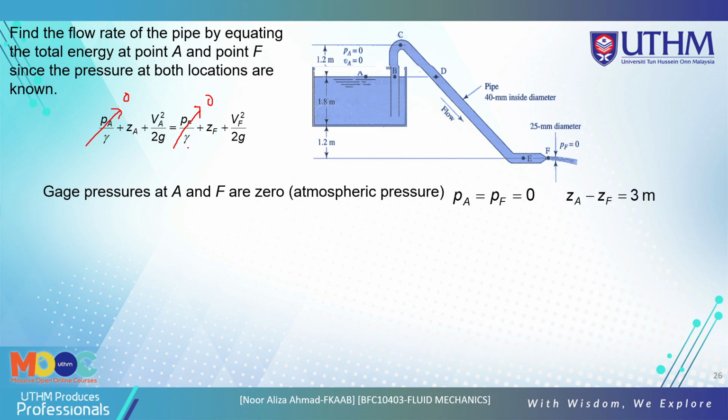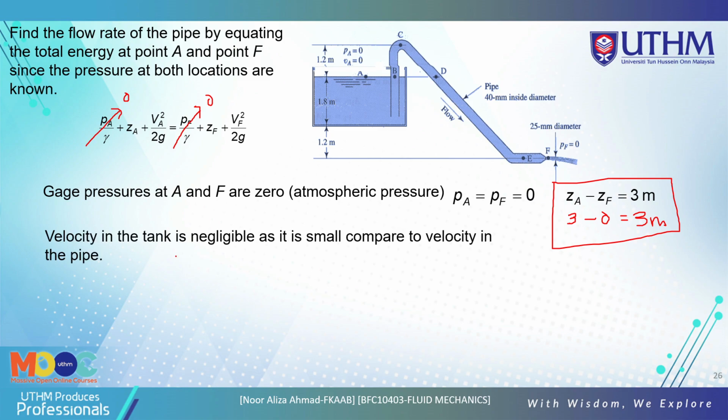So we also have this equation here: ZA minus ZF. ZA is 1.8 plus 1.2 meter, so 3 meter. So ZA is 3 meter and ZF is 0 at the datum here. So we get the value of 3 meter.